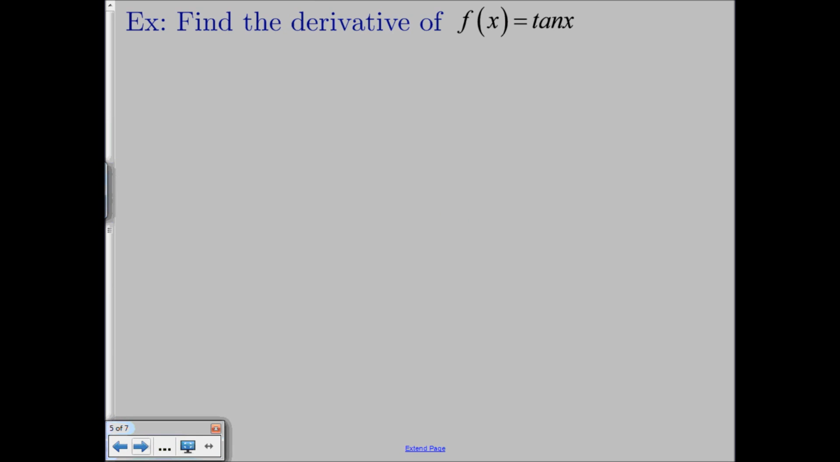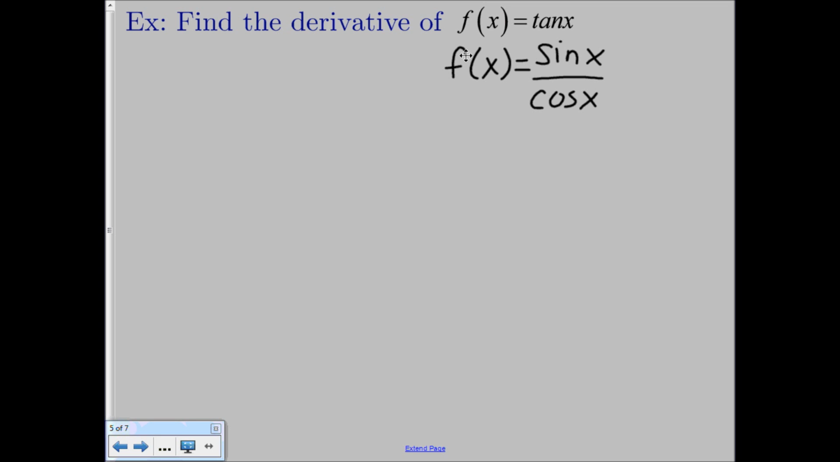Okay, so let's find the derivative of f of x equals tan of x. So initially looking at that, you're probably wondering, why the heck did she put finding the derivative of tangent of x in a video about the quotient rule? There's no quotient going on there, it's just tan of x. Well, if we rewrite this, we get that f of x, well, tangent is just sine of x over cosine of x. So this actually is a quotient rule problem.